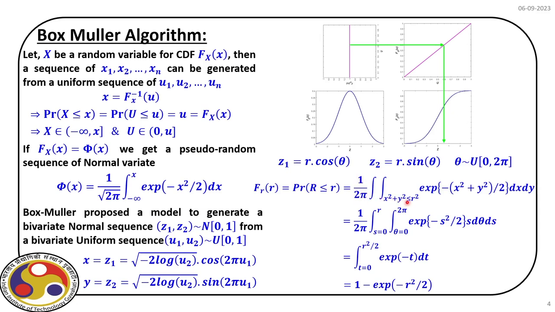So 1 by 2 pi, and the range of this, because of the polar representation, is x square plus y square less than or equal to r square, and then exponential of minus x square plus y square divided by 2, dx dy. Now, in this case, obviously, the mean is 0 and standard deviation is 1, and we'll see in a minute whether we get the expression proposed by Box and Muller. If we carry out this double integral, apply the appropriate limits of the two integrals, and simplify, where we consider x square plus y square equal to s square, then after simplification we ultimately get this expression: 1 minus exponential of minus r square by 2.